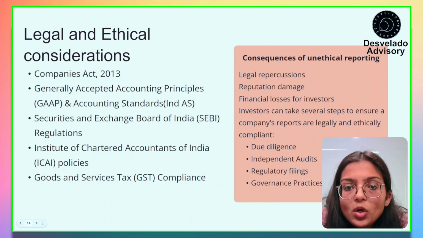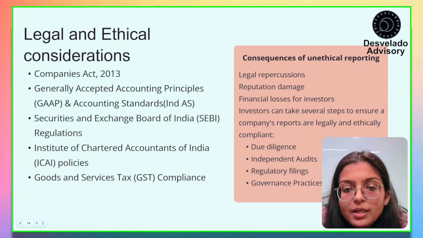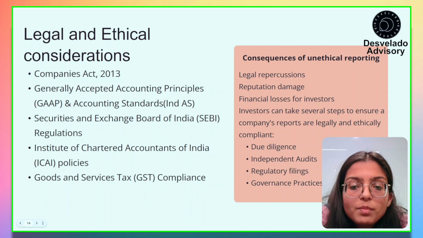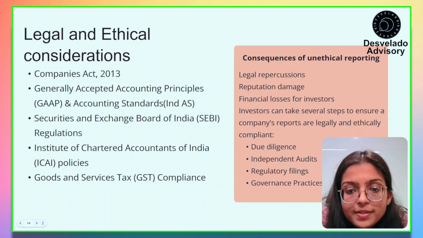Investors can take several steps to ensure a company's reports are legally and ethically compliant, such as ensuring that there are independent audits by reputed firms that are not biased in any way, reviewing governance practices, regulatory filings, and then due diligence.